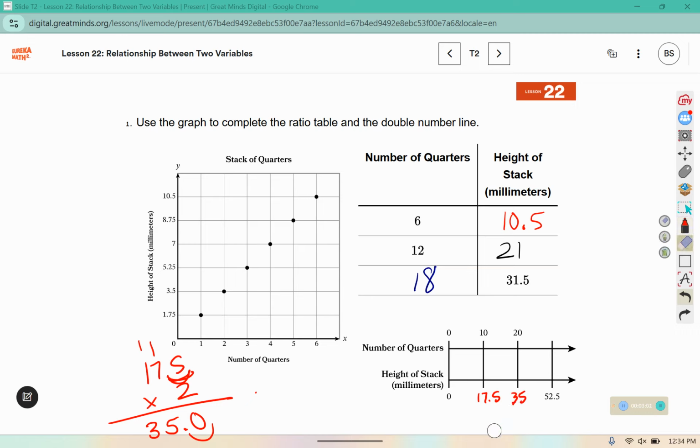And in a double number line, it also uses the same scale. So we go 10, 20, this one should say 30.